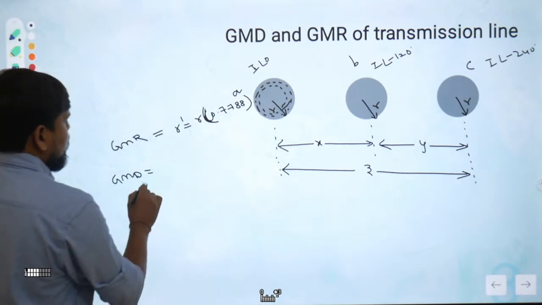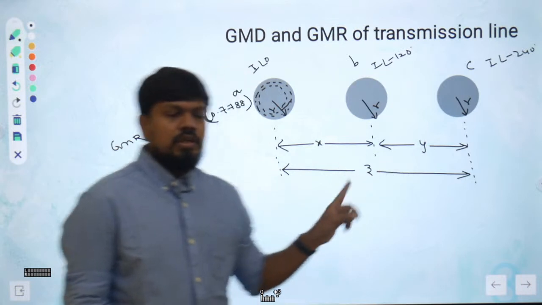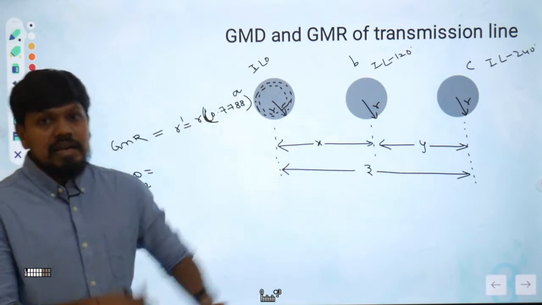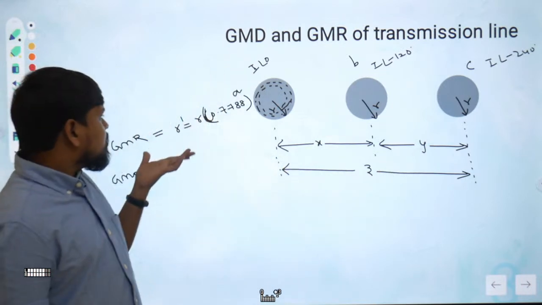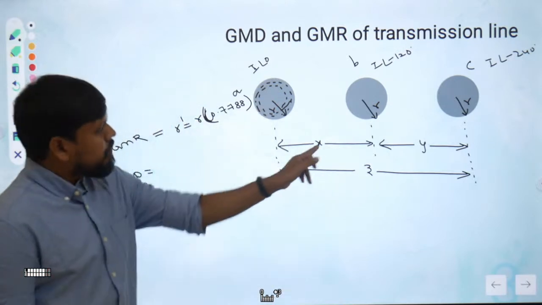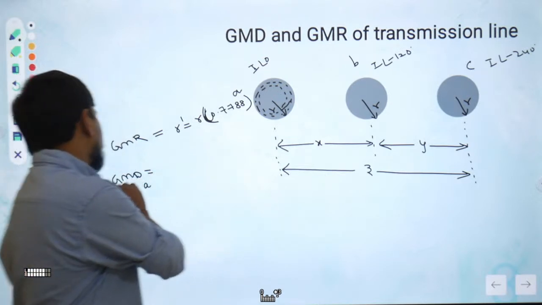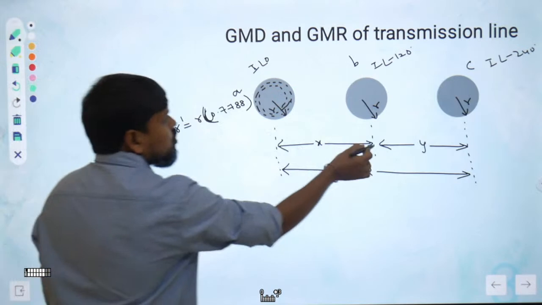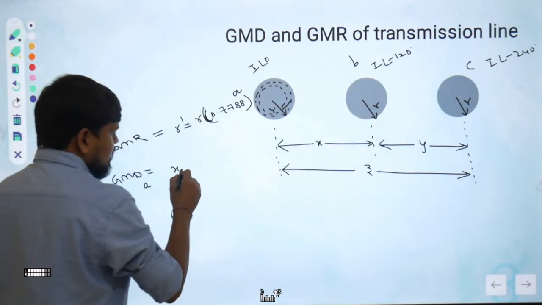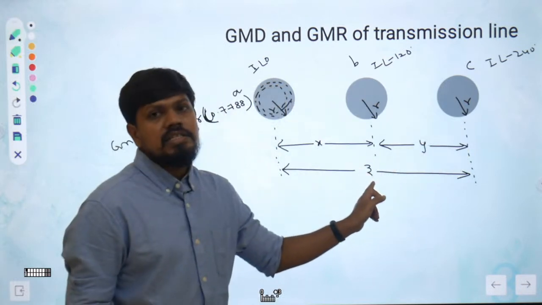Okay, so GMD of A phase we will calculate, that means mutual distances. GMR means self linkages, GMD means mutual linkages. So what are the mutual linkages? Based on the distance they will be. So GMD of A means A to B, how much distance? X distance is there, and A to C, how much distance? Z distance is there.